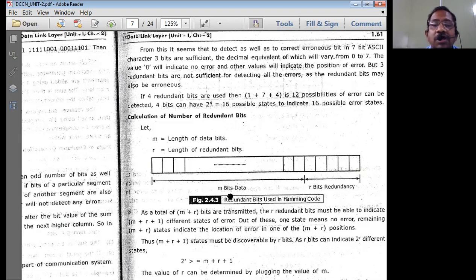Say if you are going to transmit m number of bits, for this m number of bits, how many redundant bits do we need? That we have to figure out first. How can we figure that out? Say if m is equal to 7, 2 power 3, if you take 3 redundant bits, how many possibilities will we get for 3 redundant bits?